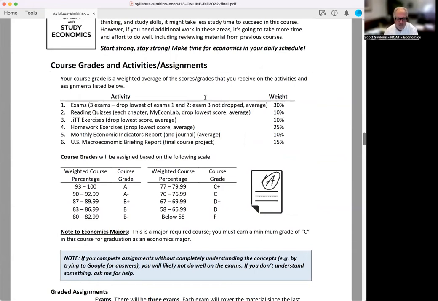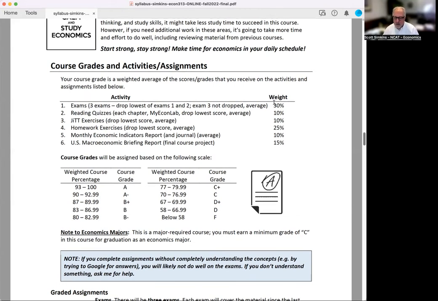You will have a project due at the end of the course, a macro briefing report that will take the place of a final exam. And then you'll have some other exercises: reading quizzes, something called just-in-time teaching exercises, or JIT exercises, and homework exercises, and the weights that go along with those are listed here.